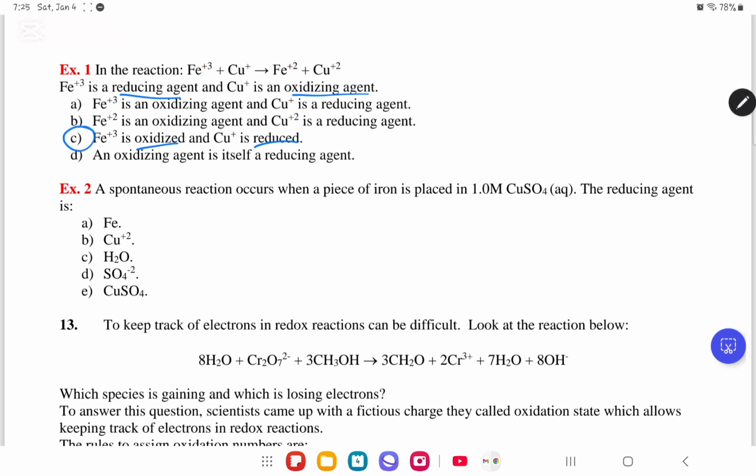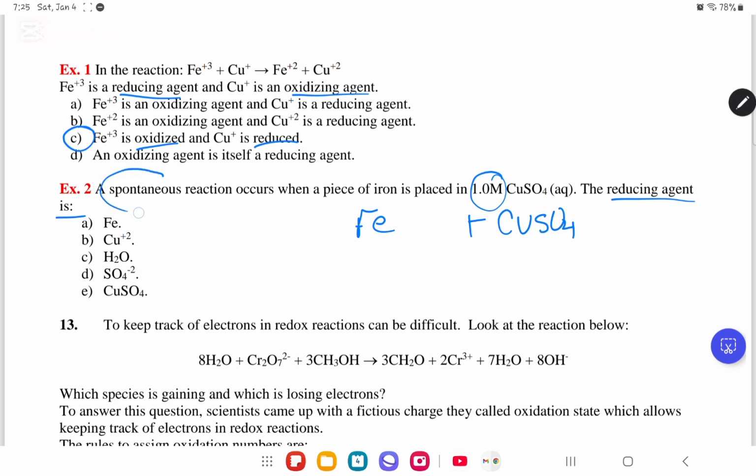Alright, now we move on to exercise 2. A spontaneous reaction occurs when a piece of iron, Fe, is placed in 1 molar CuSO4. The reducing agent is... So let us take it like this. A piece of iron, Fe, we added it to CuSO4. Now they are asking for the reducing agent. Here, this becomes really nice.